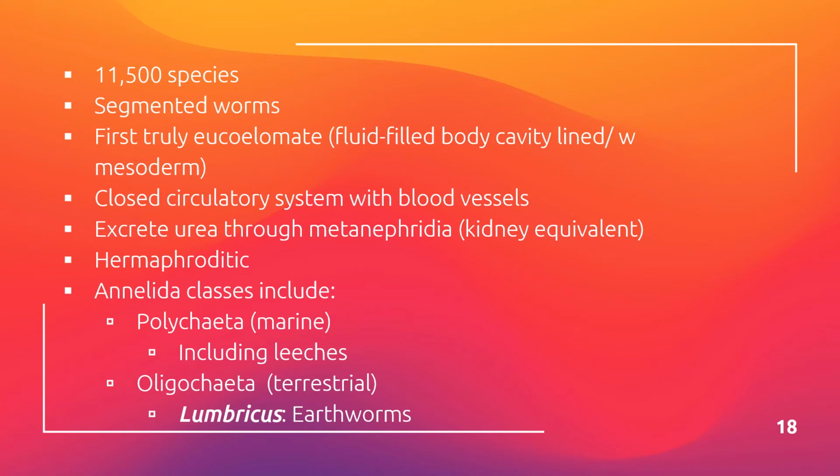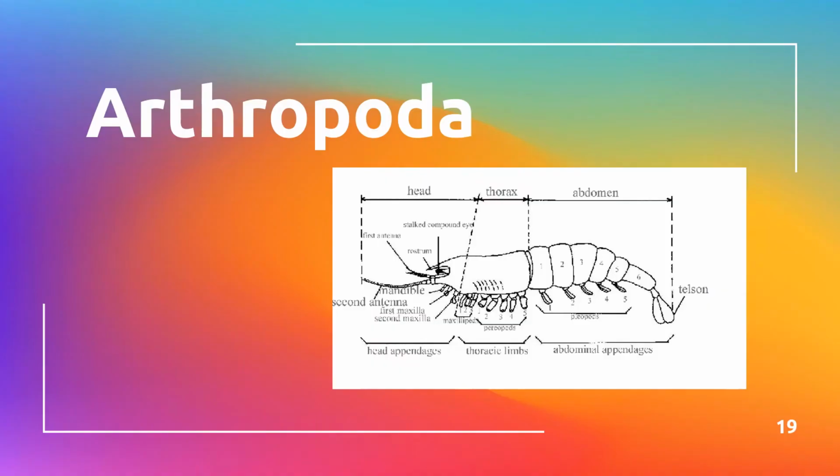So annelids are quite common, and they include polychaetes, which include leeches, and oligochaetes, which are earthworms. The next phylum that we'll cover is Arthropoda, and this is the largest phylum in the animal kingdom.